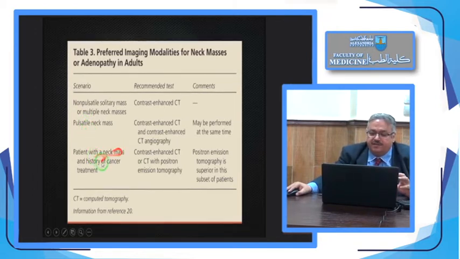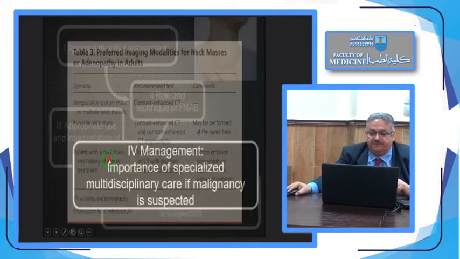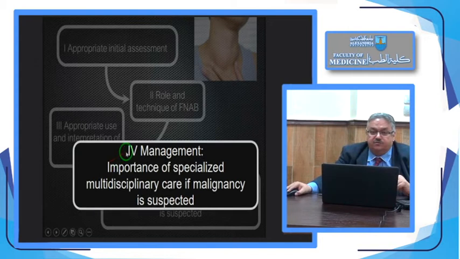In a patient with a neck mass and history of cancer treatment, contrast enhanced CT or CT PET scan. So you combine the CT and PET scan in patients with a neck mass with a history of cancer treatment. It's very effective. Then we jump to the fourth pillar, the management, with emphasis on the importance of specialized multidisciplinary care if malignancy is suspected.